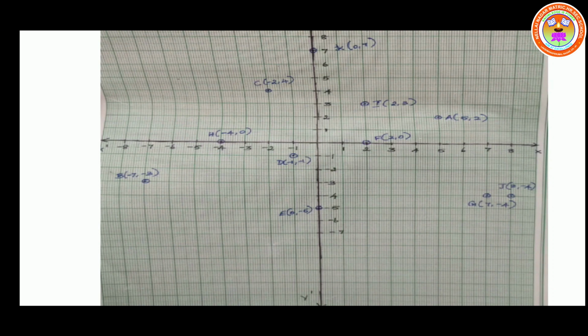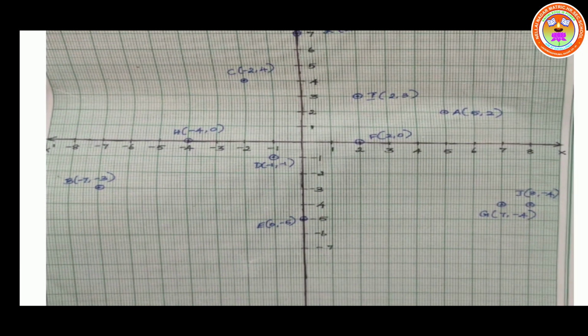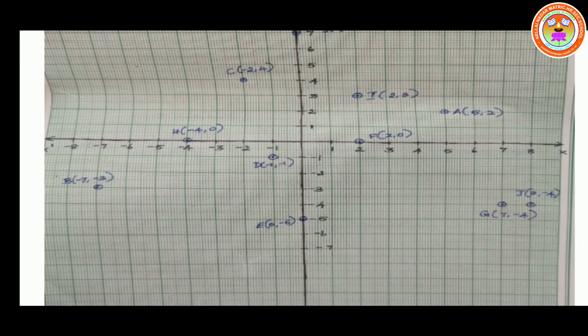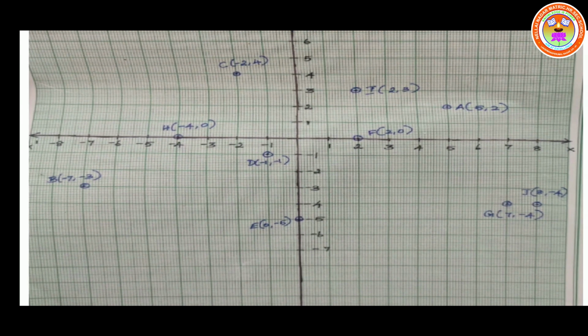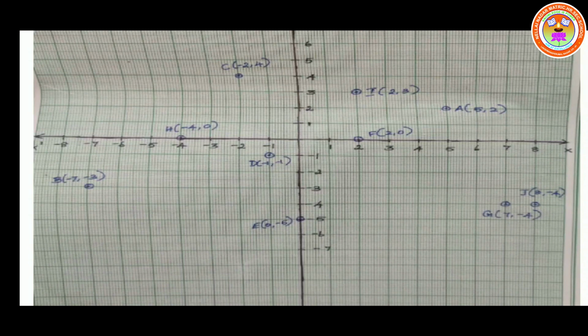Okay. Next, after E, F. F is 2 comma 0. So 2 comma 0, what is it? 2 is on the x-axis, 0 is on the y-axis. So 0 in the y coordinate. So what happens here? The point lies on the x-axis. Yes, very good.